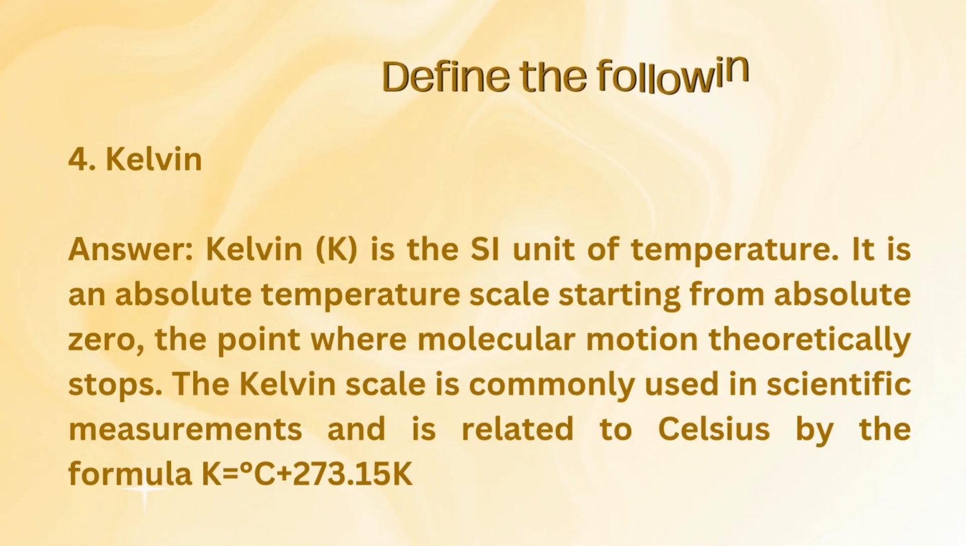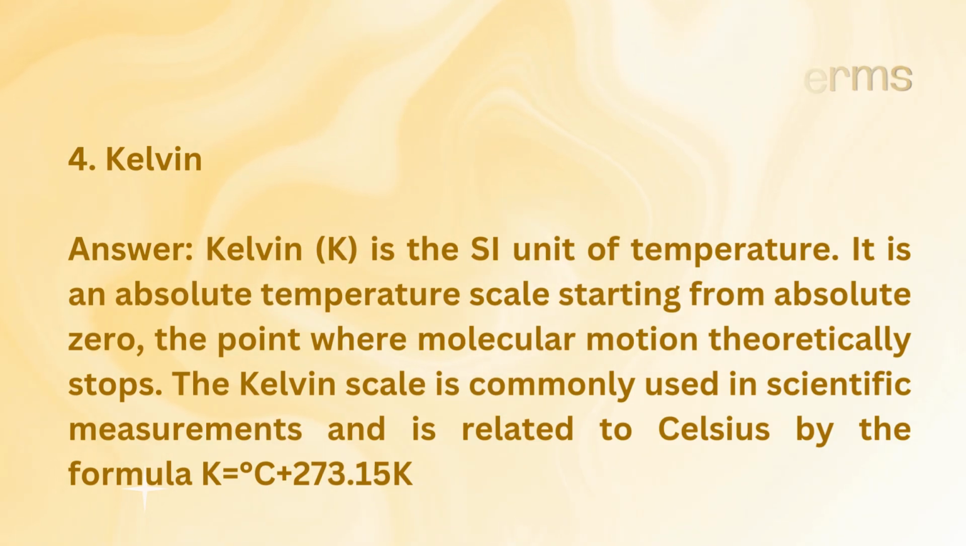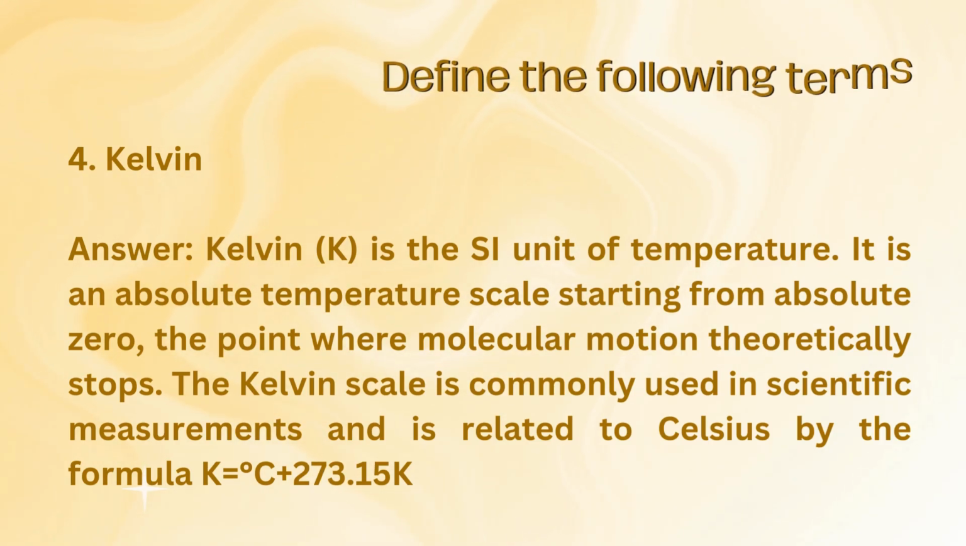Kelvin. Answer, Kelvin, K, is the SI unit of temperature. It is an absolute temperature scale starting from absolute zero, the point where molecular motion theoretically stops. The Kelvin scale is commonly used in scientific measurements and is related to Celsius by the formula Kelvin is equal to degree C + 273 Kelvin.